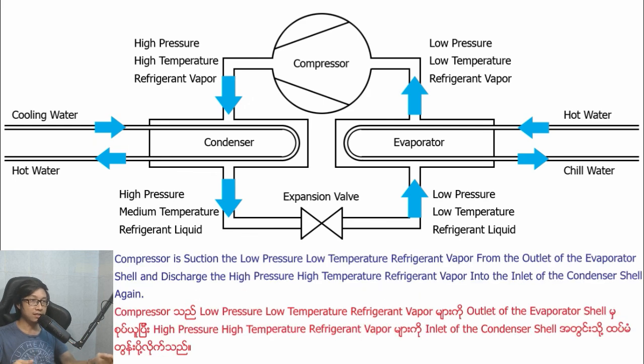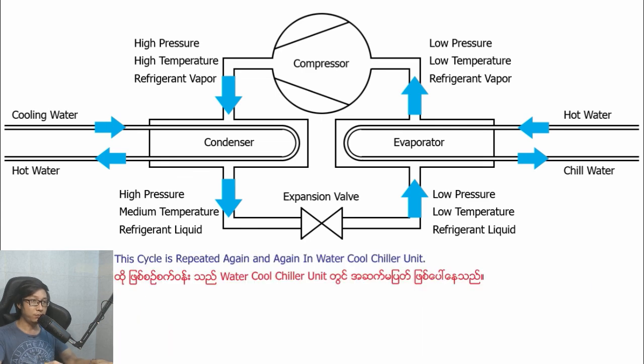The compressor suctions the low pressure, low temperature refrigerant vapor from the outlet of the evaporator shell and discharges the high pressure, high temperature refrigerant vapor into the inlet of the condenser shell again. This cycle is repeated again and again in the water-cooled chiller unit.